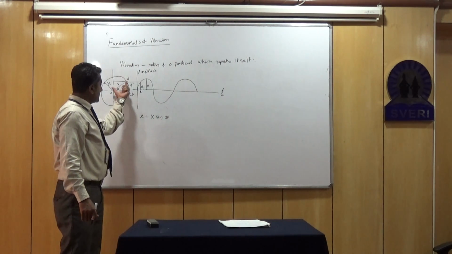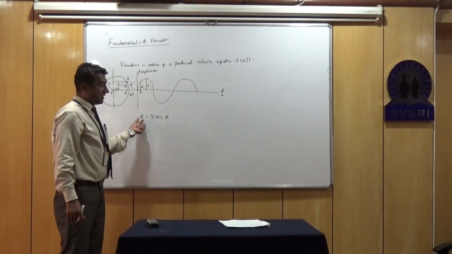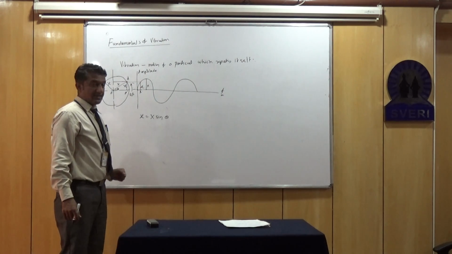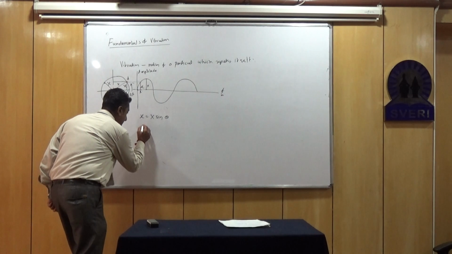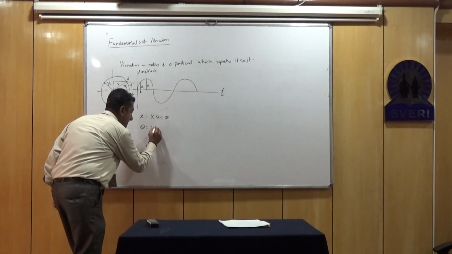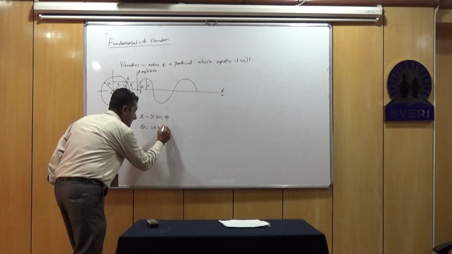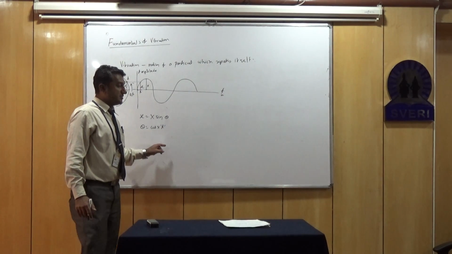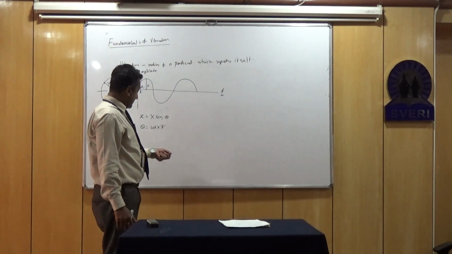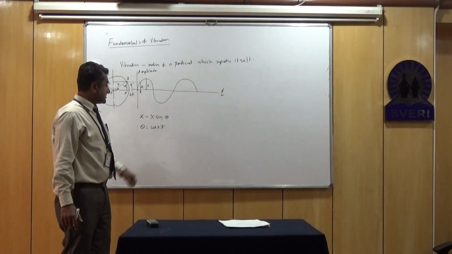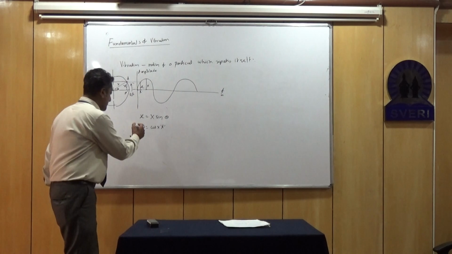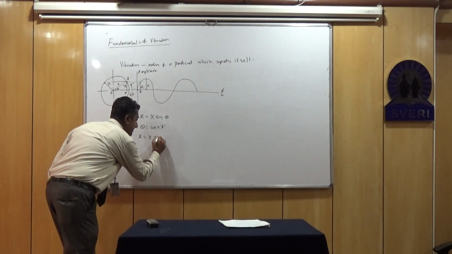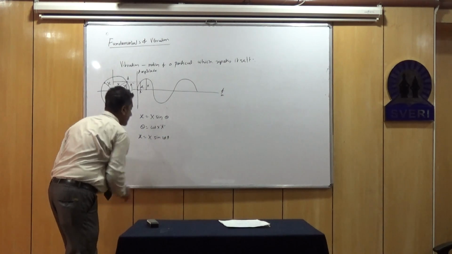This capital X is the radius of the circle, where we want to find one side of the triangle, and we are going to write this x. Now this theta can be written as angular velocity multiplied by time. So theta is replaced by omega multiplied by t. I will write this equation as x is equal to capital X sin omega t.